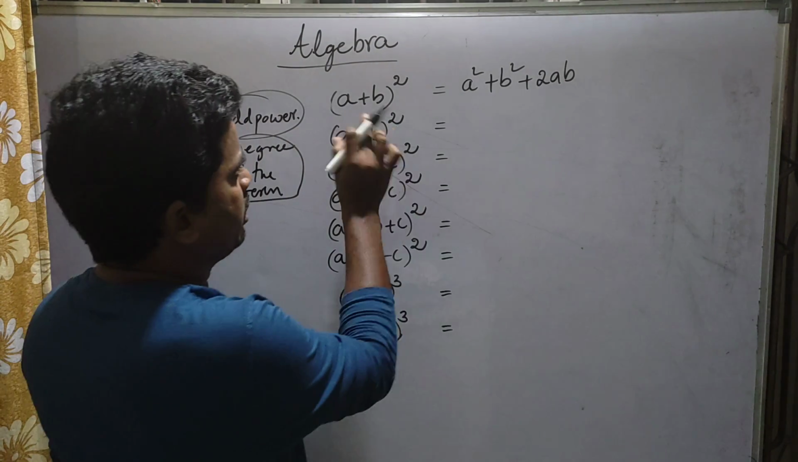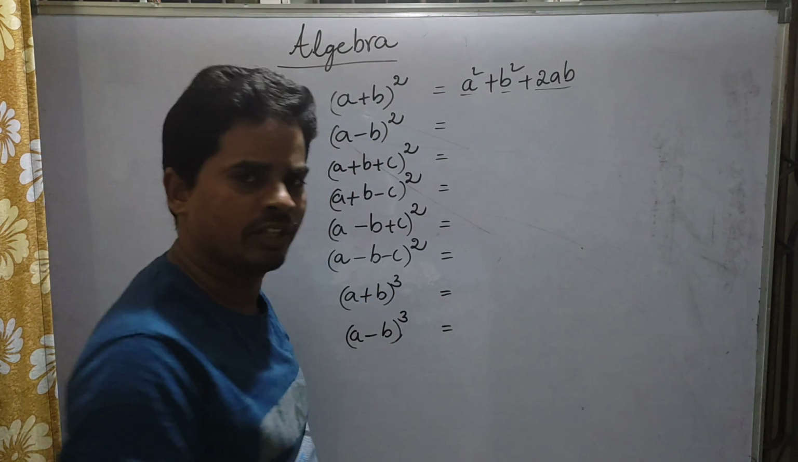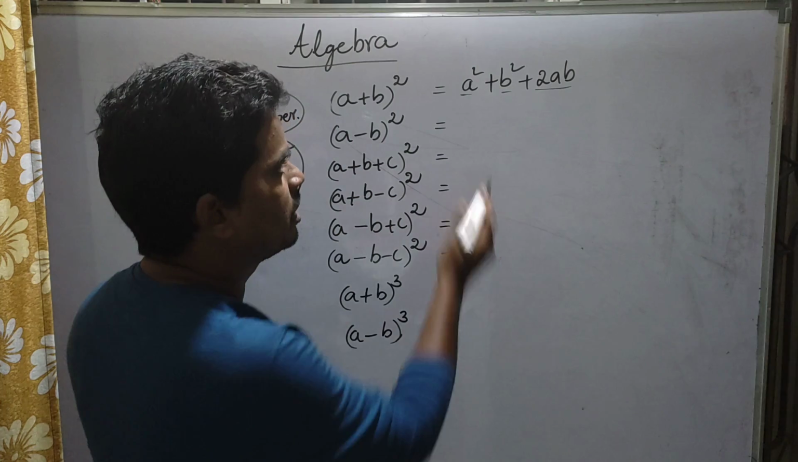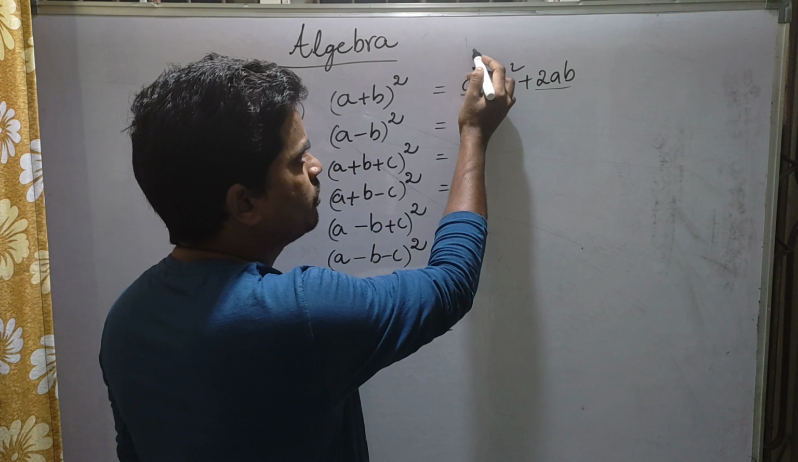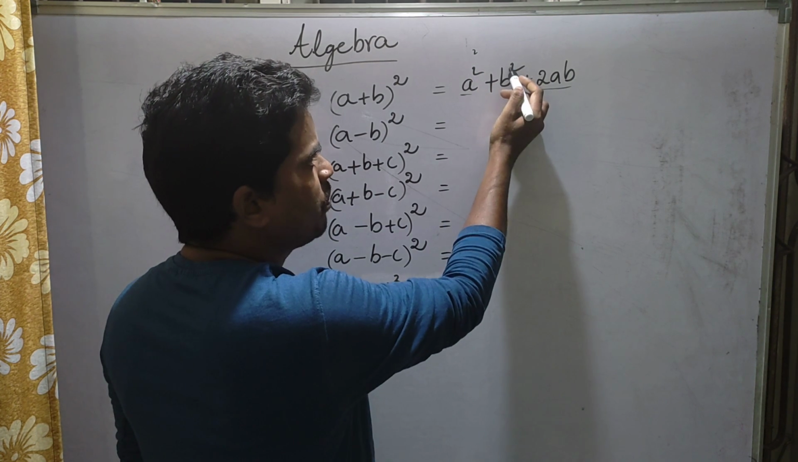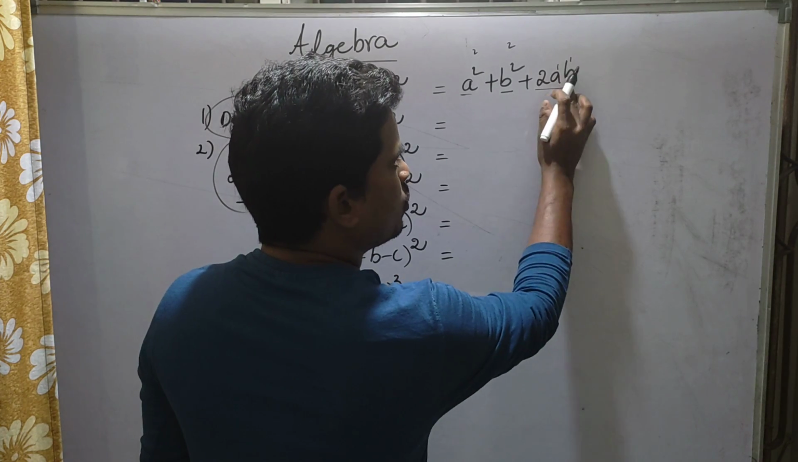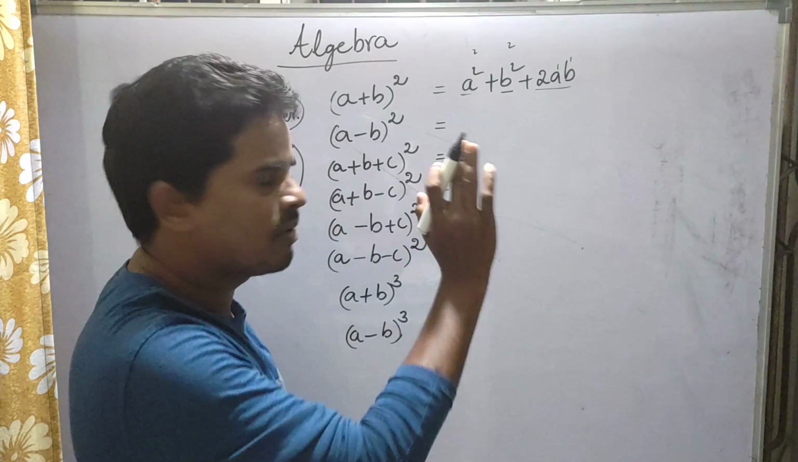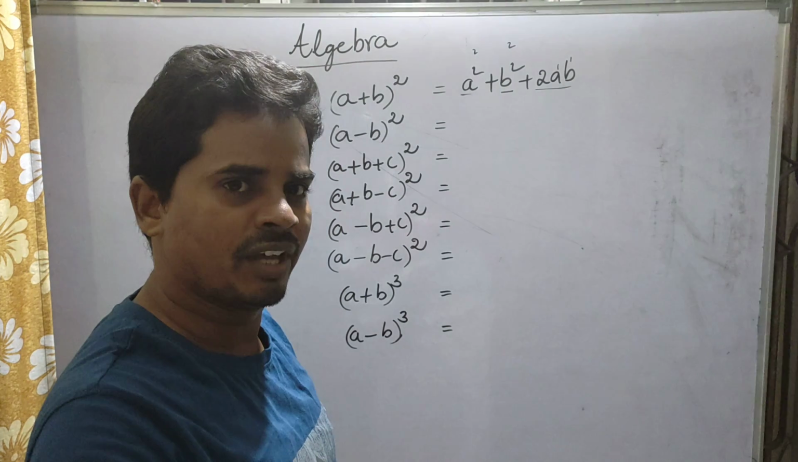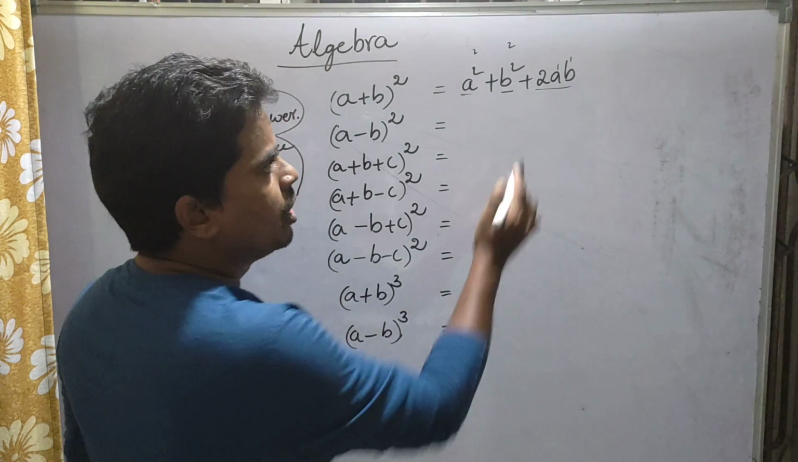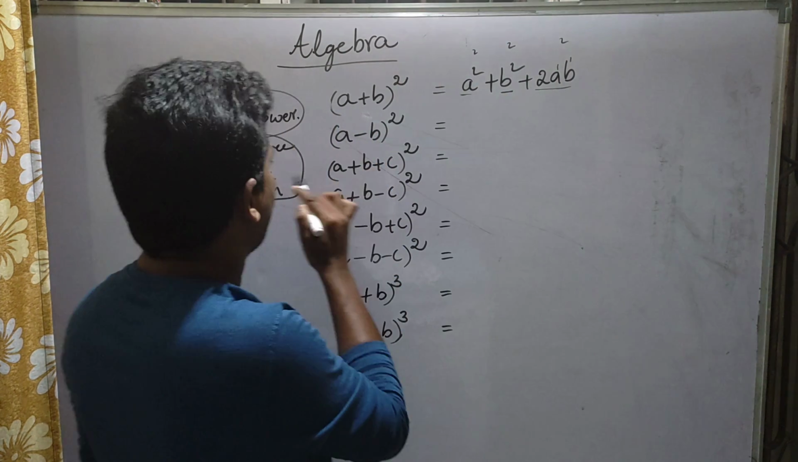Okay. Here see, how many terms are there? 1, 2, 3. Three terms are there. What is the degree of each term? Here a square, the degree of this term is 2. b square, b power 2, that means the degree of the term is 2. Here a power 1, b power 1 in 2ab. a and b are the variables, so those powers we should add to get the degree of the term. The sum of the powers of the variables is the degree of the term. So a and b, 1 plus 1, it is 2, children. So each term's degree is 2 only.